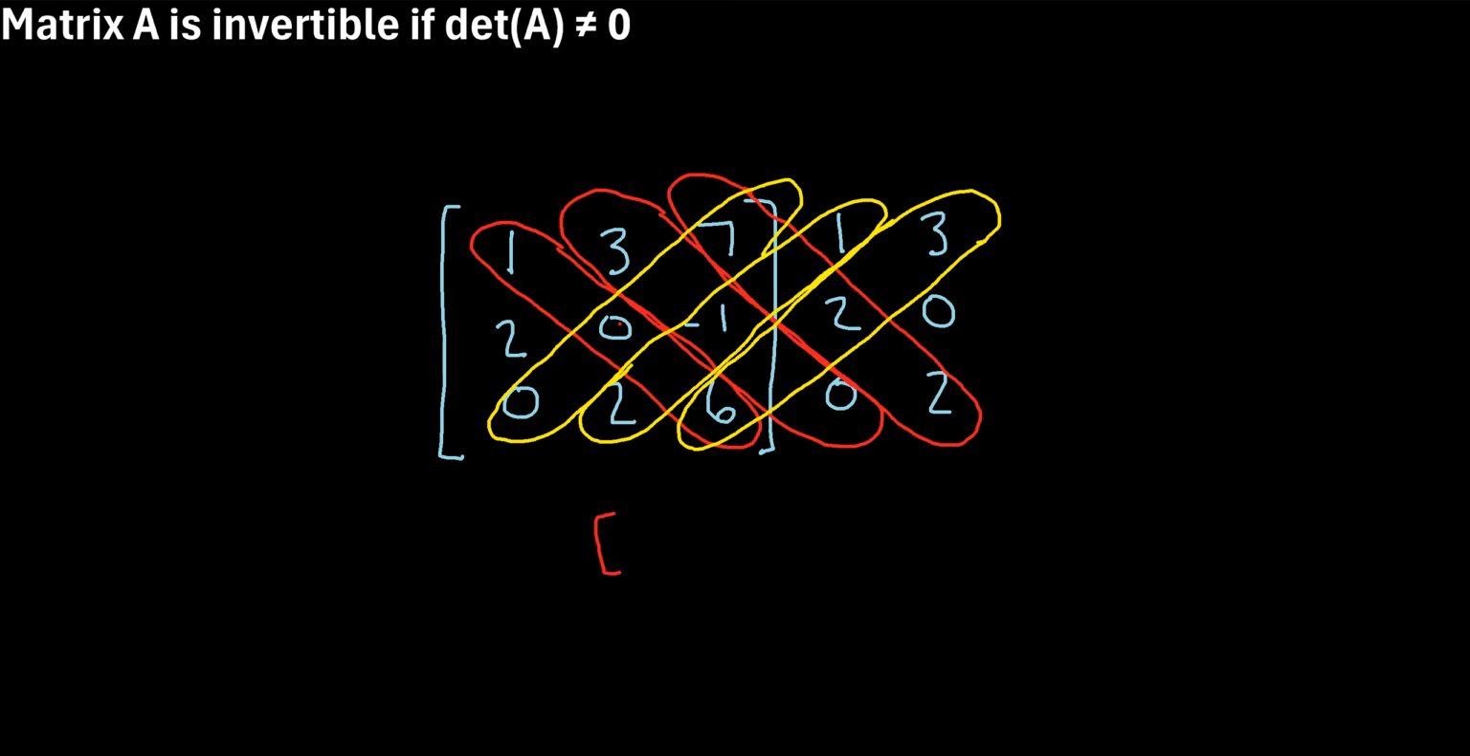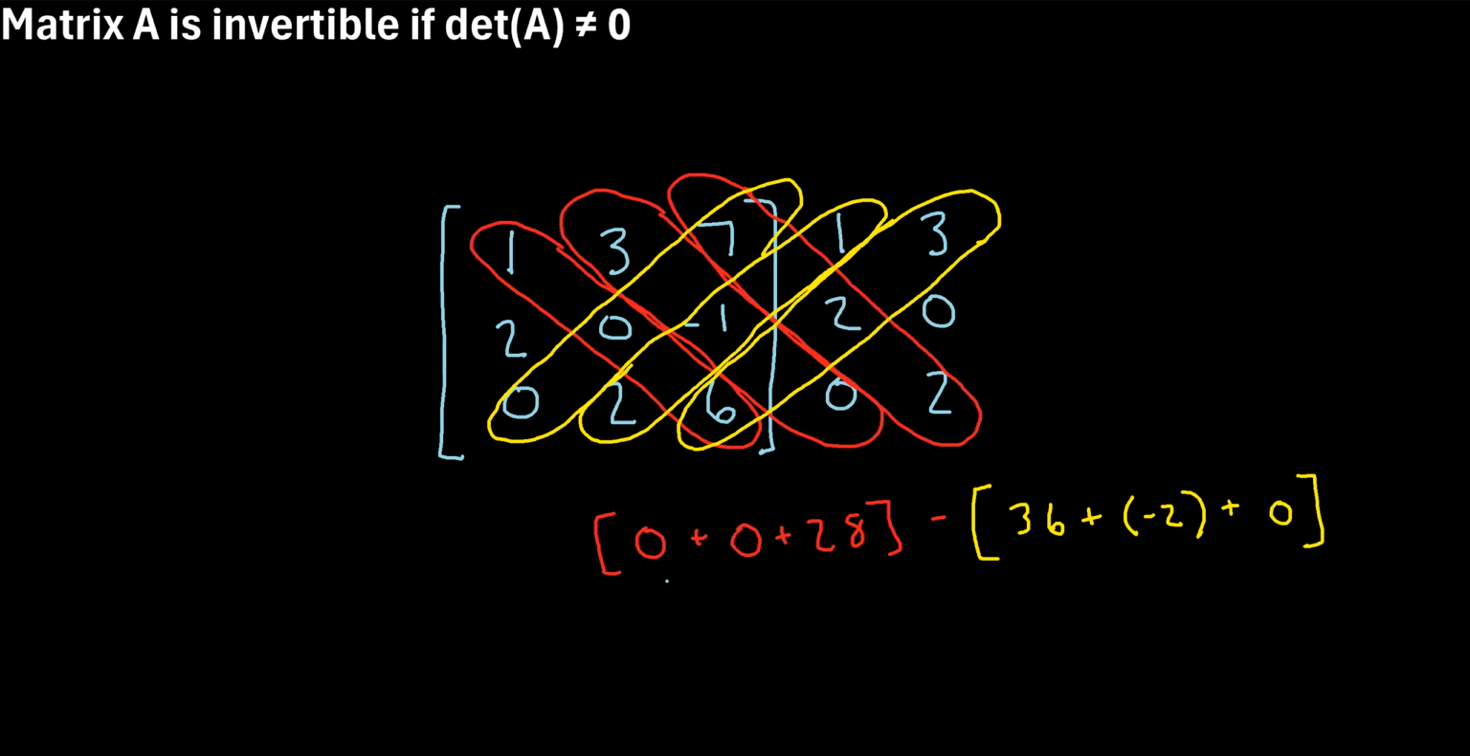So we get 1 times 0 times 6, that's 0, plus 3 times -1 times 0, that's also 0, plus 7 times 2 is 14, times 2 is 28. And then we subtract the anti-diagonals. So 6 times 2 is 12, times 3 is 36, plus 2 times -1 is -2, plus 1 times 1 is -2. Plus, we have 0 times 0 times 7, that's 0.